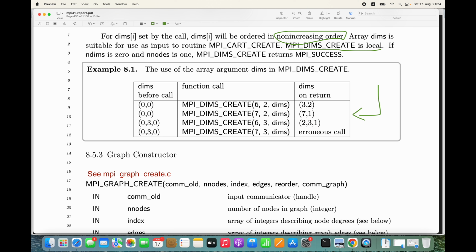And if you have 7 here for 3 dimensions, if this thing was 0, 0, 0, then this call was not erroneous. It could return 7, 1, and 1 in non-increasing order. But since the second argument, or second dimension, is going to have 3 processes, it's not possible because 7 is not divisible by 3. So that is why we have an erroneous call. I think this table basically gives you all the information you need about this MPI dims create.